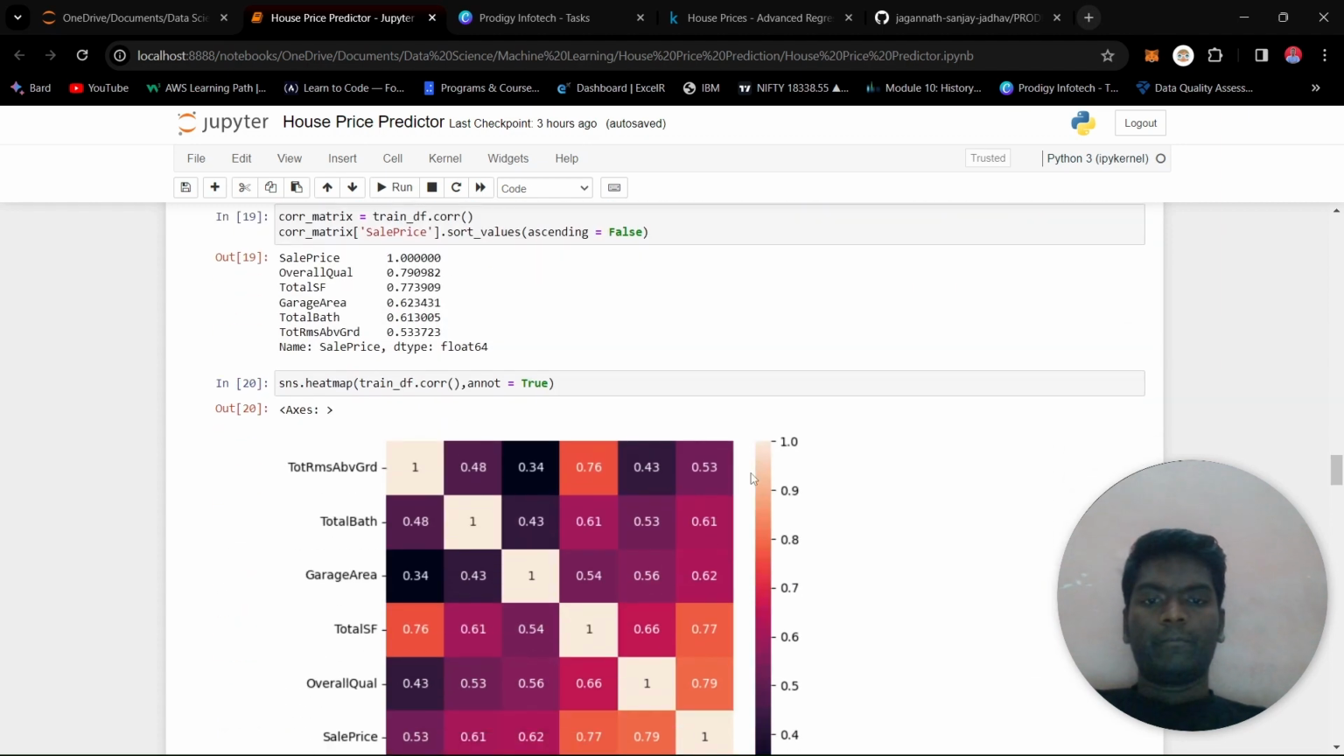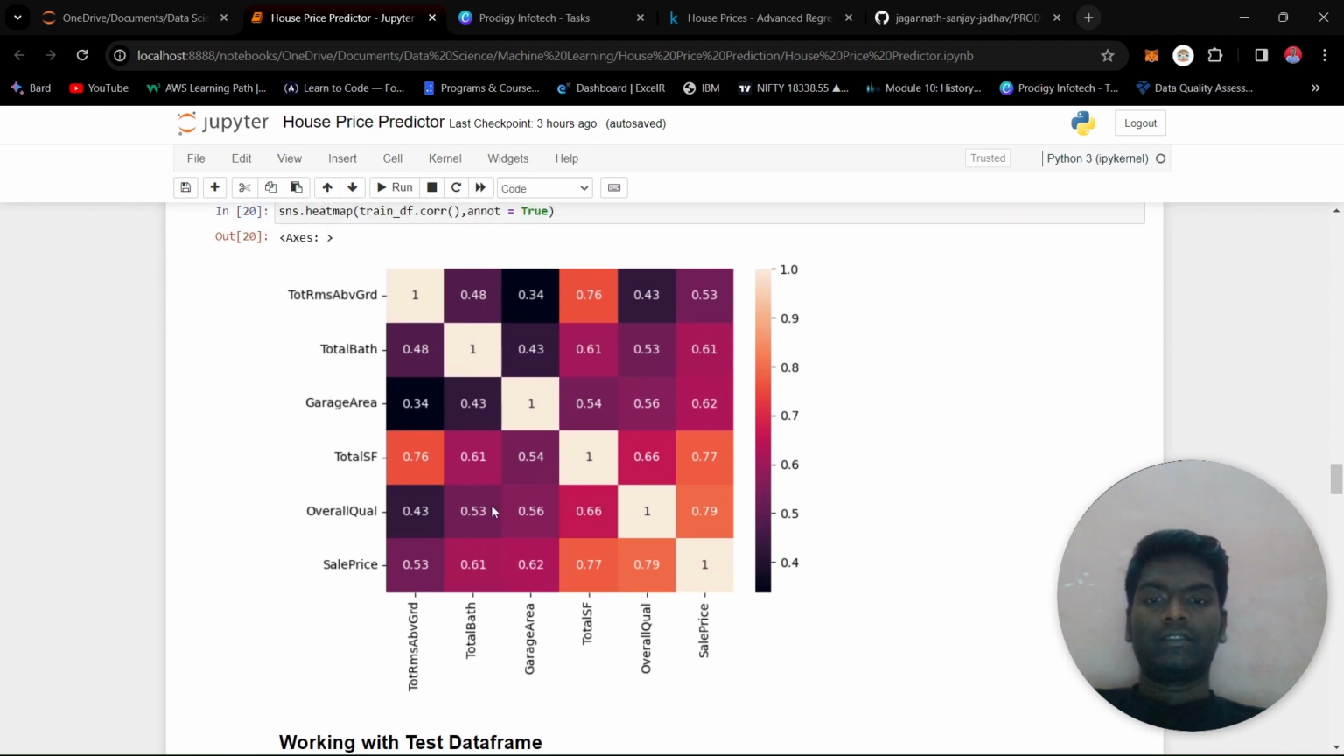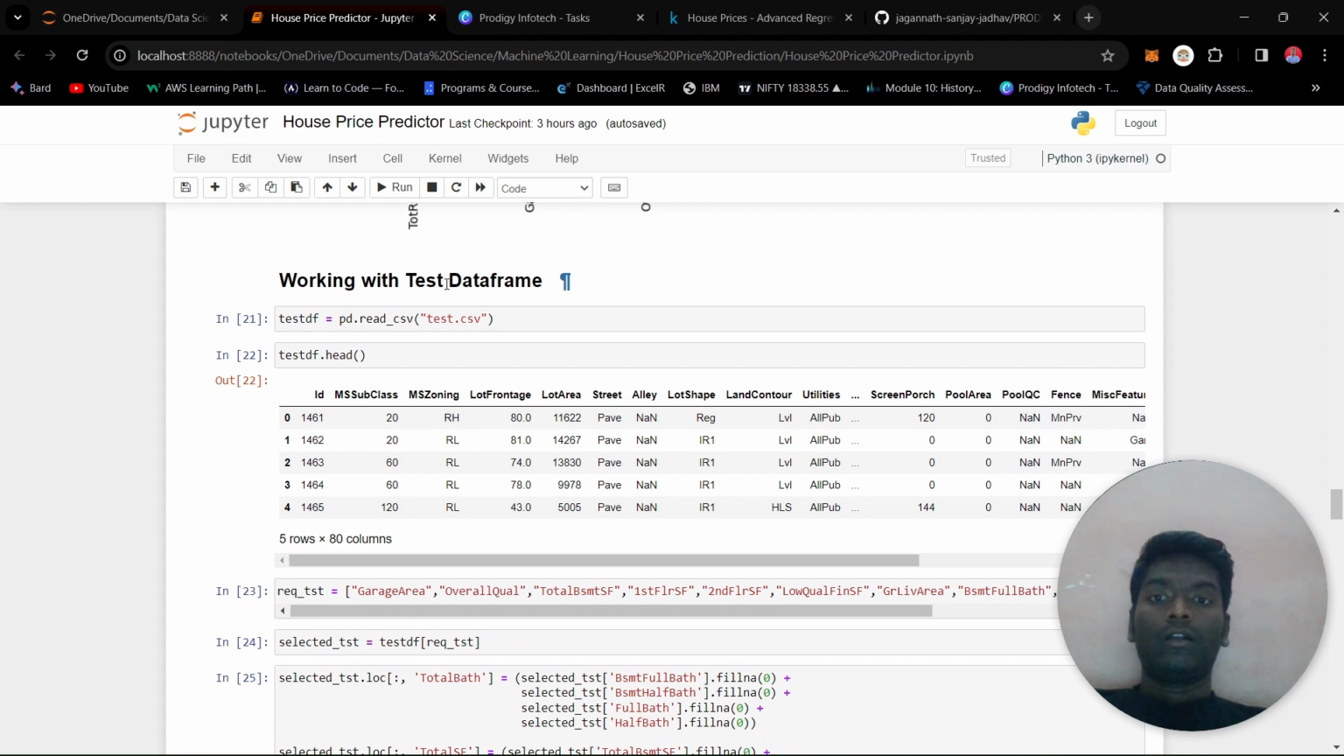And a better visual was this, because this is a heat map of all the correlated values. As we can see, overall quality was the highest correlated, and as we go above in the heat map, the correlation factor decreases. So we got to understand how correlation is working, and how we have prepared our data set, train set, and test set.